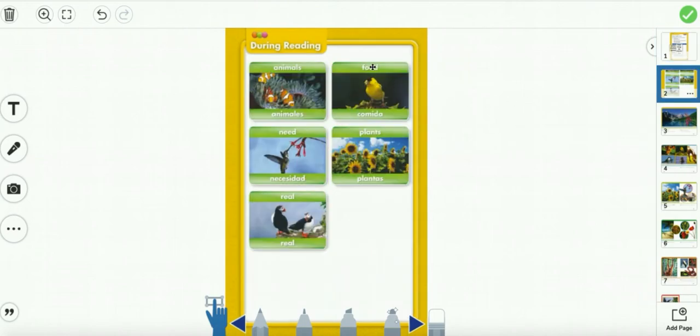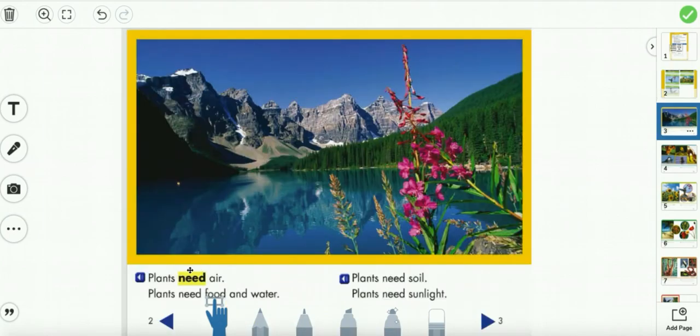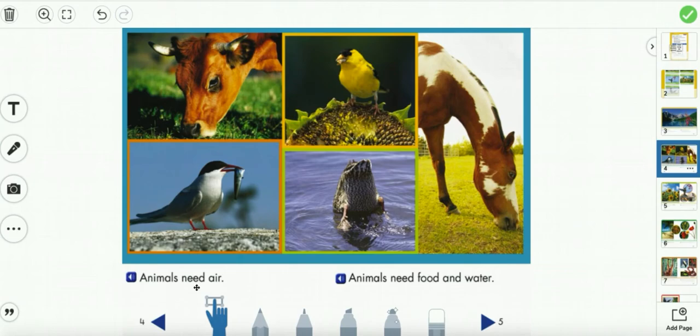So before we read, let's look at our vocabulary. So here we have animals, food, need, plants, real. Plants need air. Plants need food and water. Plants need soil. Plants need sunlight. Animals need air. Animals need food and water.